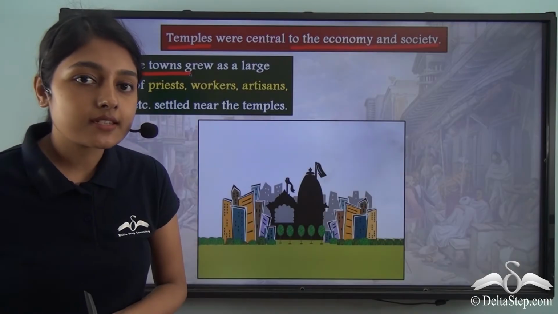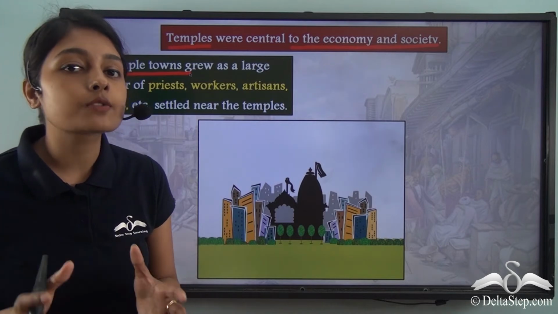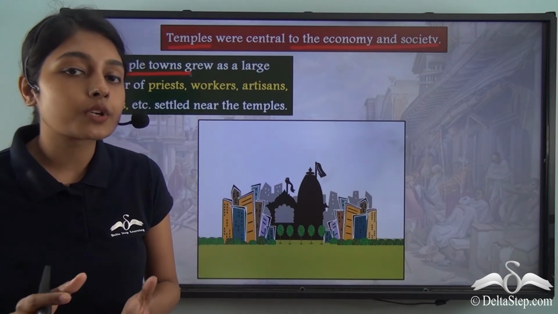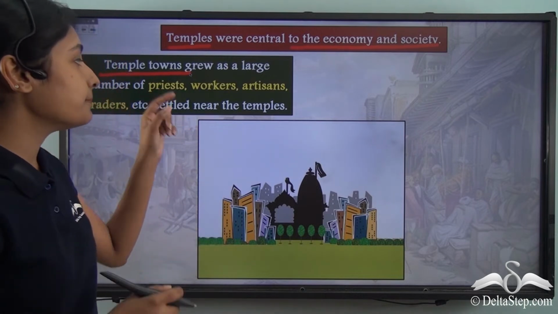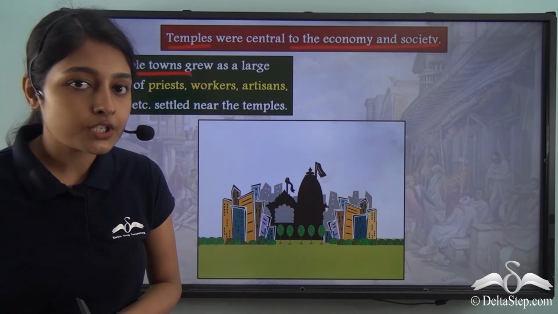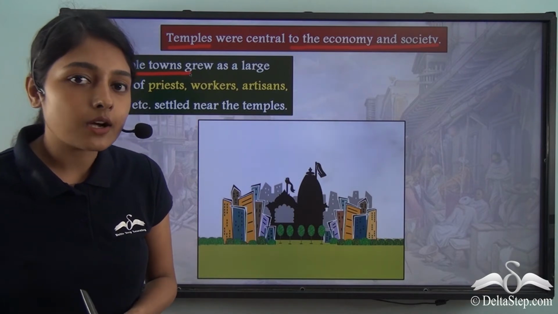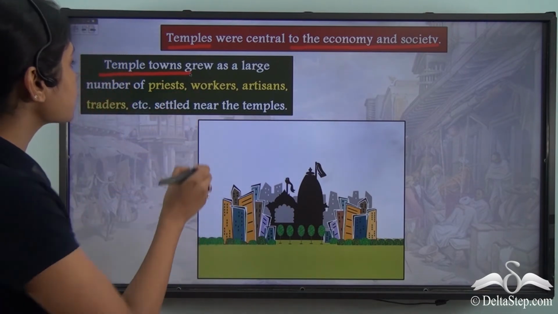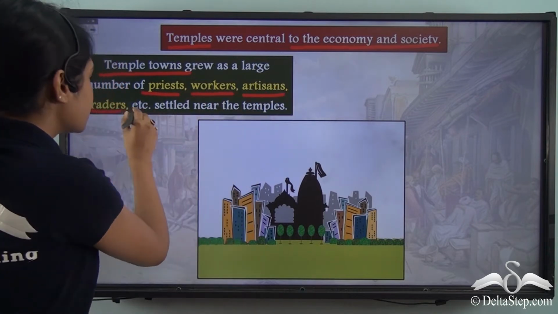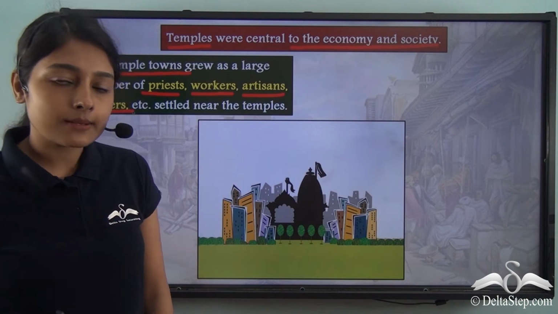In the beginning of this discussion, we raised this point that in medieval India, towns were divided into three categories, and the first category we took into consideration were the temple towns. So now you know how temple towns emerged, or how temple towns came into being. Now when temple towns started growing, a lot of priests, workers, artisans, traders and various other people started staying around the temples.